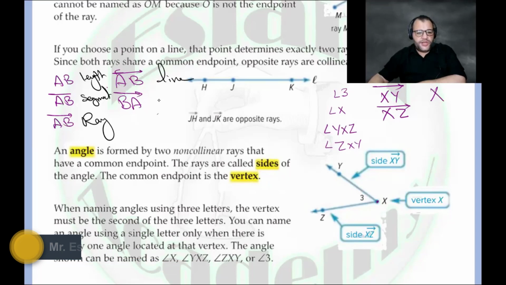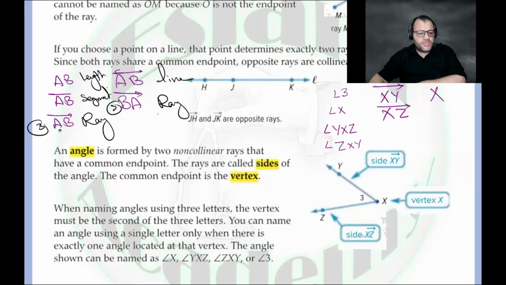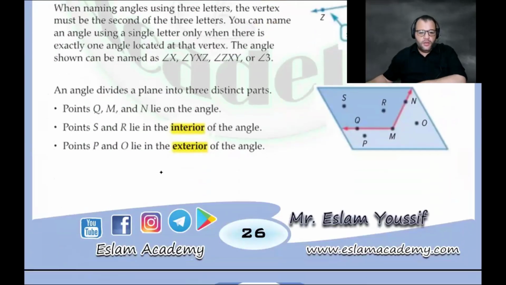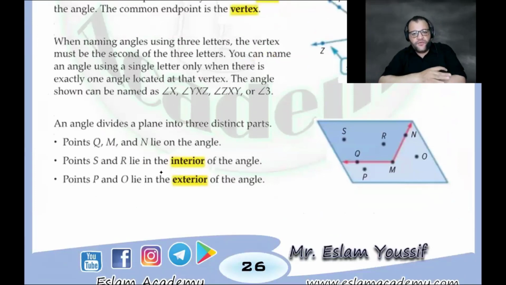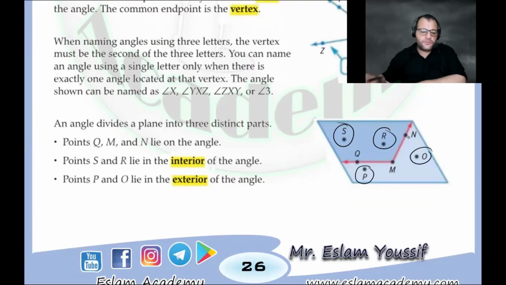So the last one also is a ray, but the difference between number 3 and number 5 is that for the first one the starting point is A, and for number 5 the starting point is B. For any angle, it divides the plane into two regions. The first is the interior region, and the other is the exterior. The interior means what lies between the two sides. So we have points R and S in the interior region, and P and O lie in the exterior region. Do you know the difference between them?